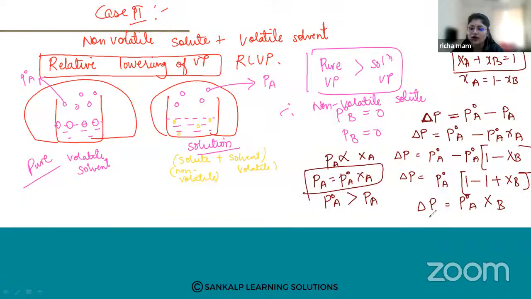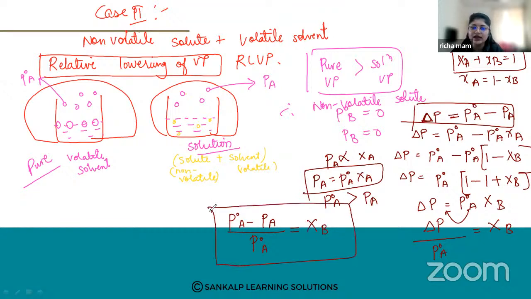So delta P will be P naught of A into psi of B. Now, what is delta P? Yes, students, what is delta P? Delta P is nothing but the difference, right? So (P naught of A minus P of A) divided by P naught of A is equal to psi of B.